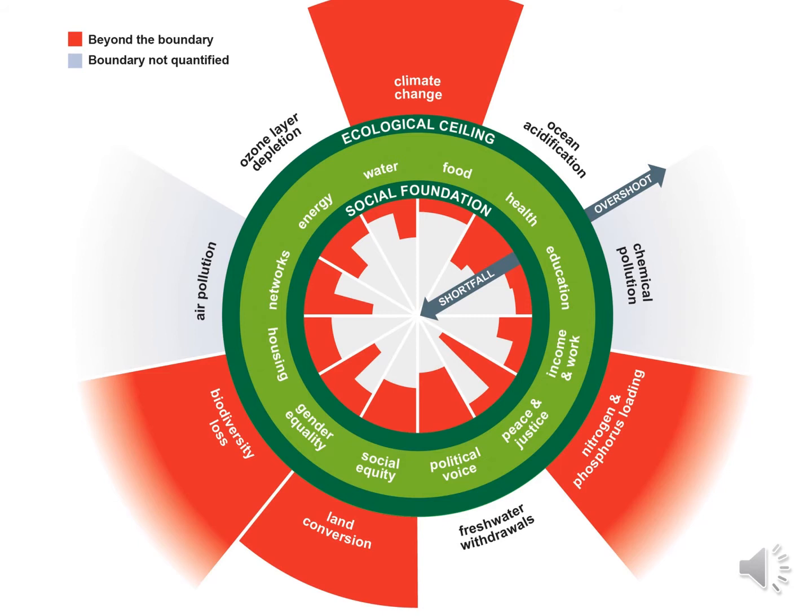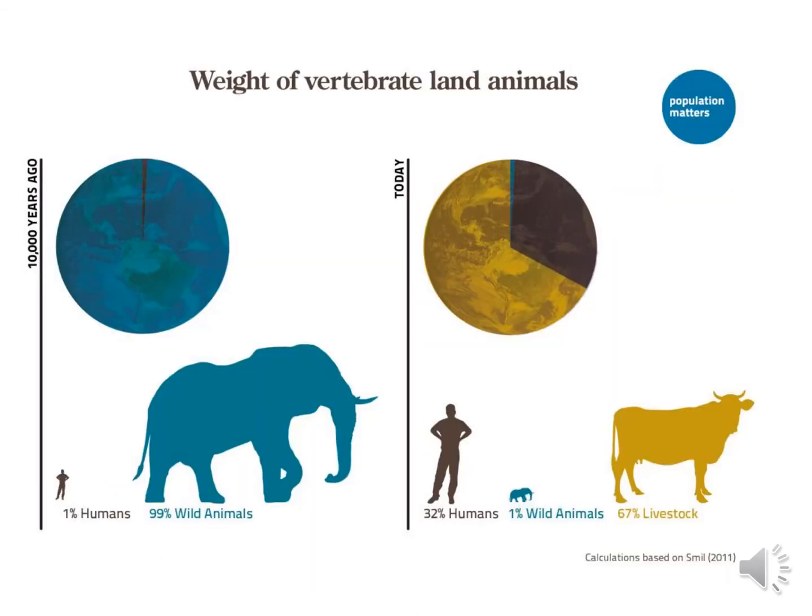We have enough water and food, we have enough health and education, we have peace and justice, we have social equity, so everyone has the same opportunity, gender equality. If we don't put enough resources in, we have a shortfall and people don't have enough of those things. If we put in too much, we cause climate change, chemical pollution, we use too much land, and we lose biodiversity. So climate change is just one issue I work with students on.